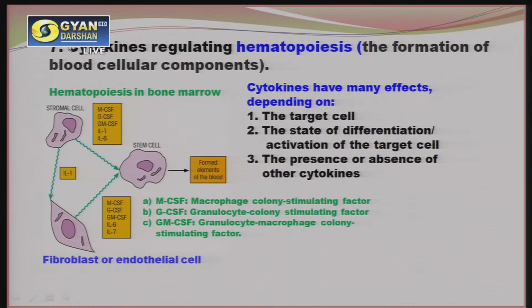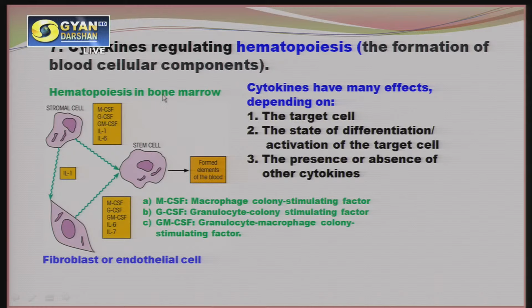In property number 7, cytokines regulate hematopoiesis, the formation of the blood cellular components. The cytokines have many effects dependent on the target cells, the state of differentiation and activation of the target cell, and the presence or absence of other cytokines.